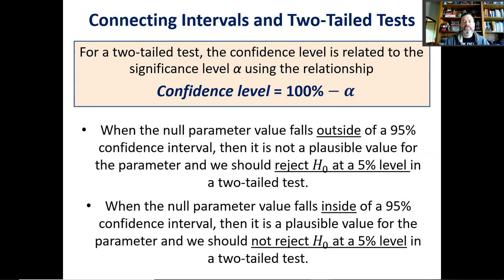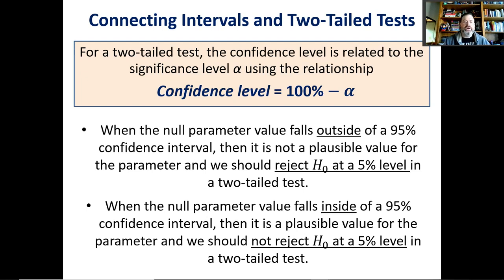So for a two-tailed hypothesis test, the confidence interval is related to the significance level alpha using this straightforward equation. The confidence level is just 100% minus alpha. That should make sense, right? Both of these distributions, the bootstrap distribution and the randomization distribution, we use them because we can rely on the 95% rule for bell-shaped distributions. So it makes sense that there would be some sort of relationship between them. It might not be obvious what it is up to this point, but now you know the relationship.